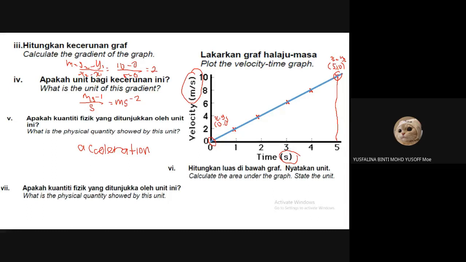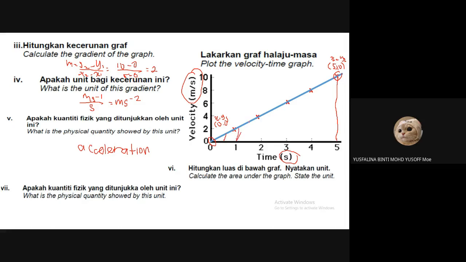Okay, and then the next one, number 6. What is the physical quantity shown by the unit? The question is the same, right? Number 5 and number 6. Oh yeah, sorry, this is 7. Then the next one, you have to calculate the area under the graph. So let's calculate the area under the graph.